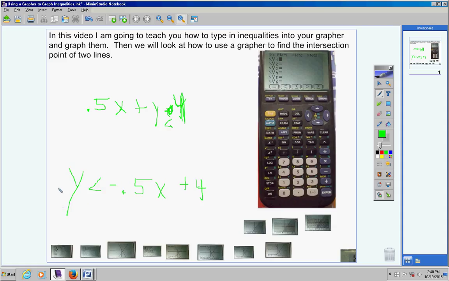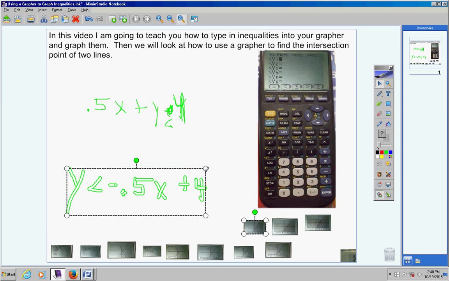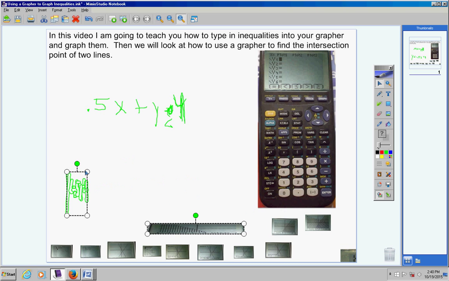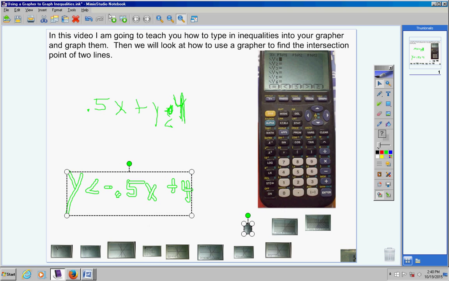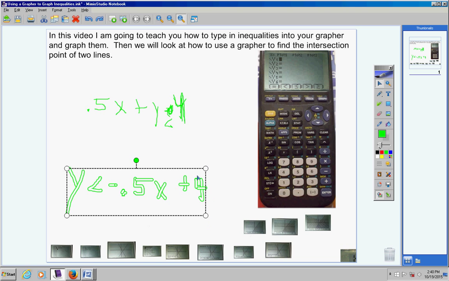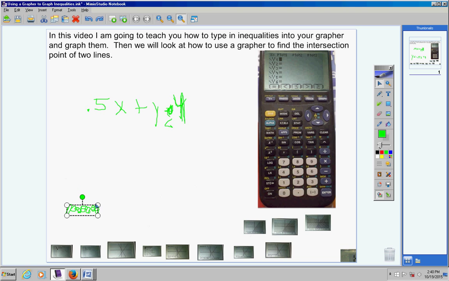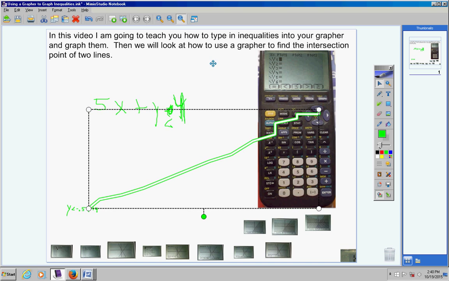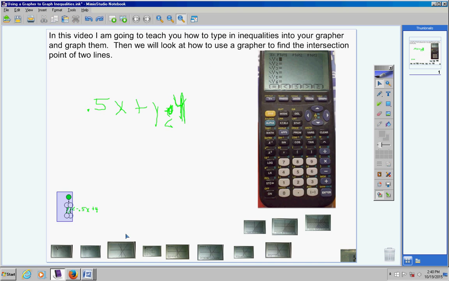Okay, so now that it's isolated, on your own I would like you to go ahead and put this into your grapher. If you can do that, please put it in. Go ahead and put this thing in, right up here, to line number 3. Alright, line number 3 right there.